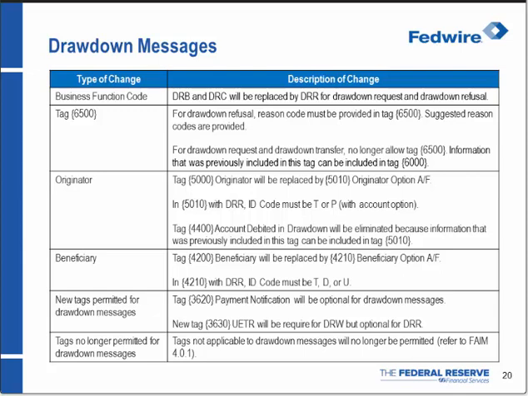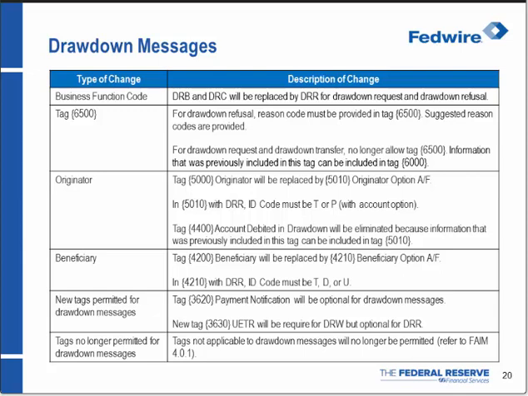We're also making some changes to tag 6500. For drawdown refusal, a reason code must be provided, and we are providing some suggested reason codes in the FAIM document. And also for drawdown request and drawdown transfer, we will no longer allow tag 6500. So information that was previously included in this tag can now be included in tag 6000. In the originator tag 5000, originator will be replaced by 5010, the originator option AF.